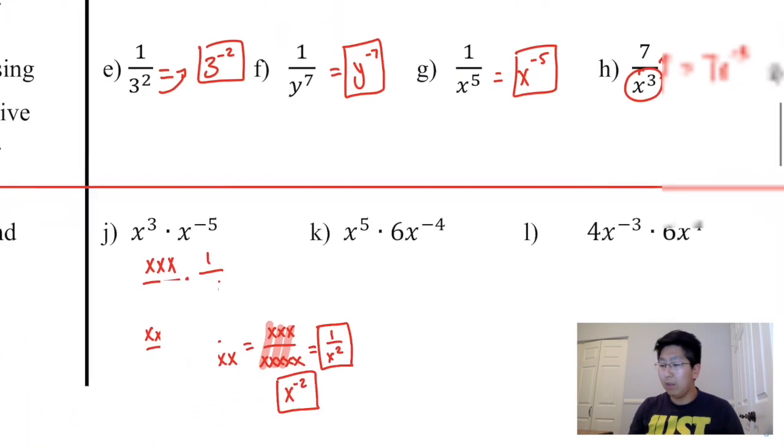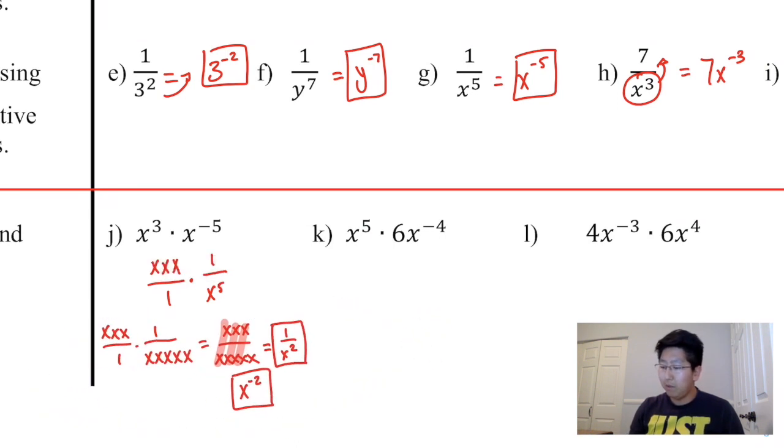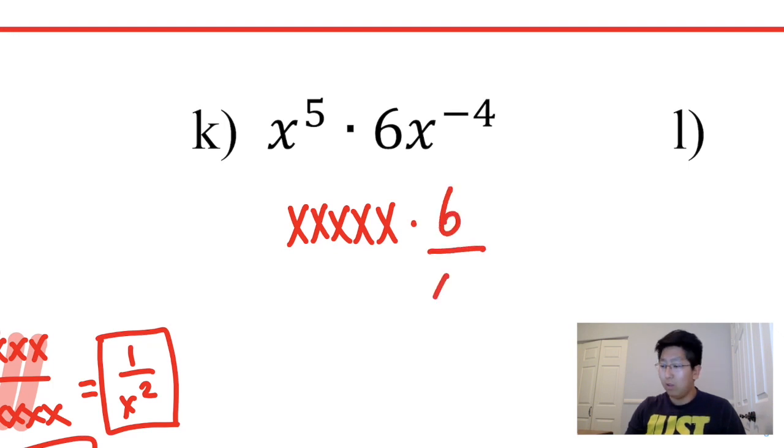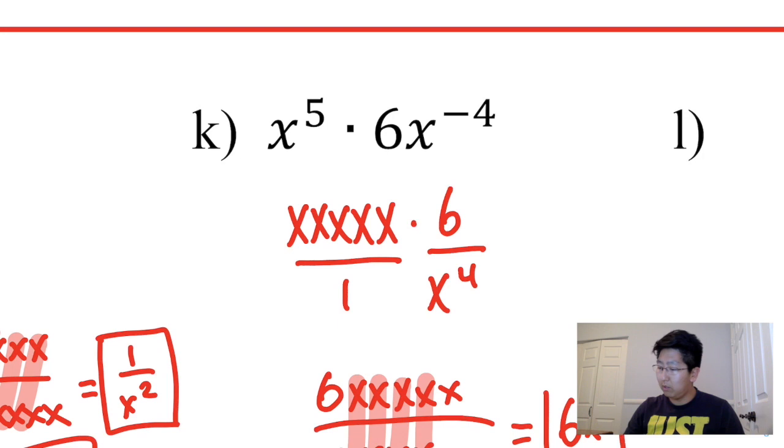The next problem we have is x to the fifth, so that's 1, 2, 3, 4, 5 times 6 over x to the fourth. Because it flipped, we're going to bring that over 1. We can multiply, so it's going to be 6, 1, 2, 3, 4, 5 over 1, 2, 3, 4. Create our ones, and our answer here is 6x.